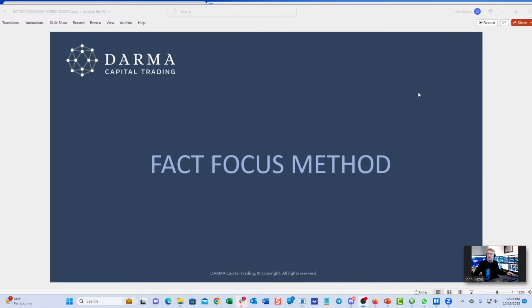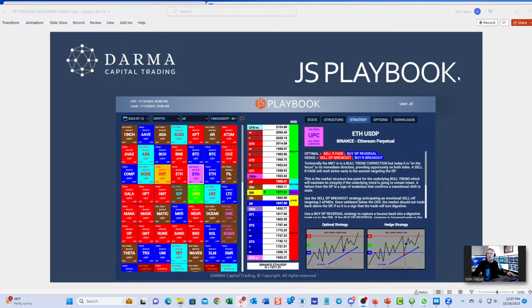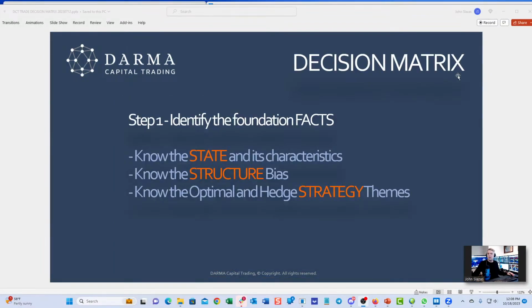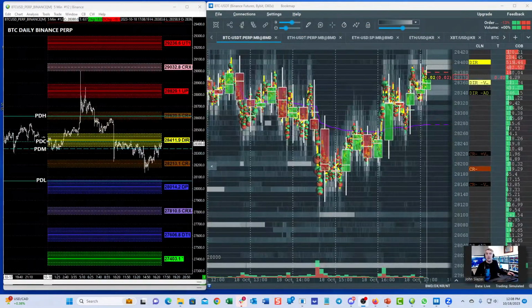So I'm going to dive right into our fact-focused method and what I do every day, and we're going to take a look at our playbook. Basically, when we set down a foundation of the market, we need to know the context of the session. What's the underlying state? Not only the technical state, but also the news environment, the news narrative. That's big for crypto. We need to understand where the structure points are, where the states are going to change, and then what strategy themes we want to get involved with, and which ones are dominating the market.